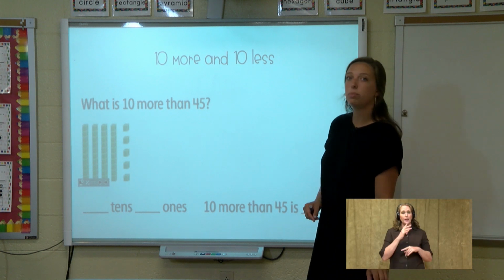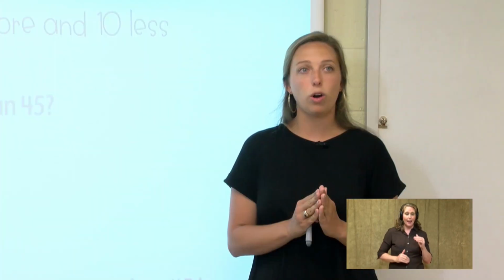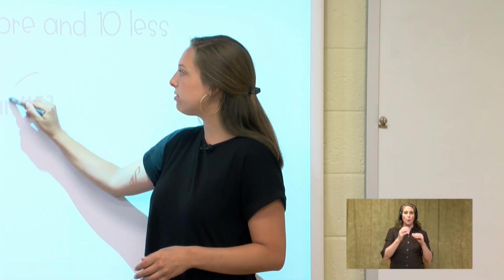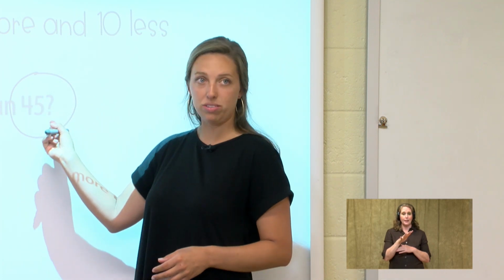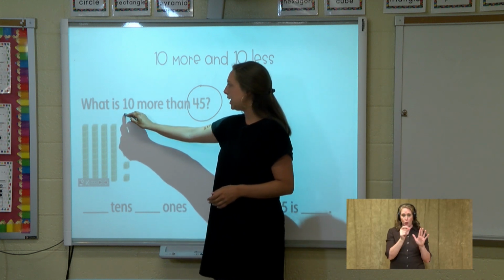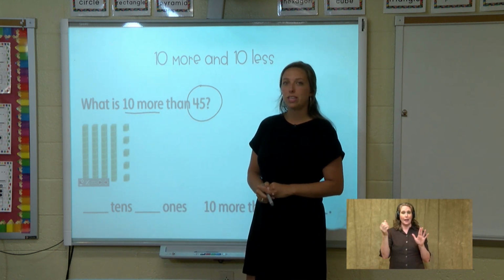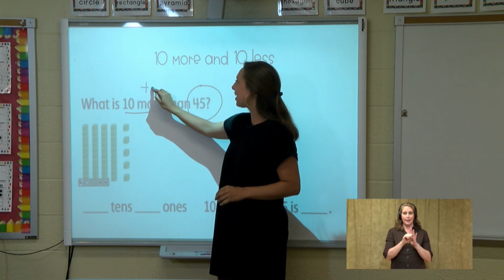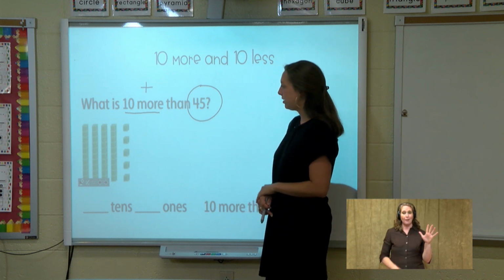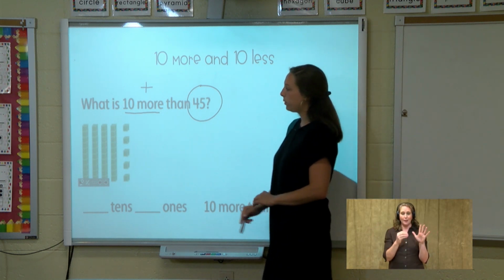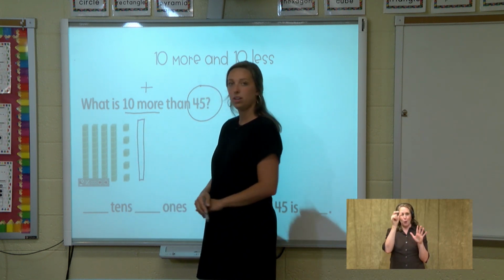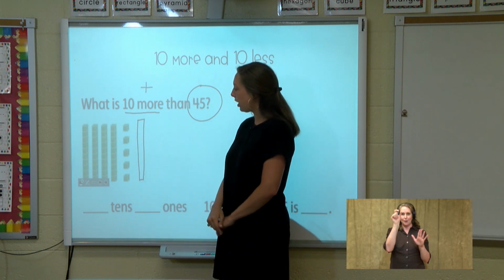We also talked about 10 more and 10 less, to add a rod to it or to take away a rod. What is 10 more than 45? So we're looking at 45. They gave us the 4 rods and the 5 cubes. We're going 10 more. Remember, we're using that special symbol, the plus sign. What is 10 more than 45? I'm going to add a rod because a rod stands for 10. There's 10 cubes in 1 rod.